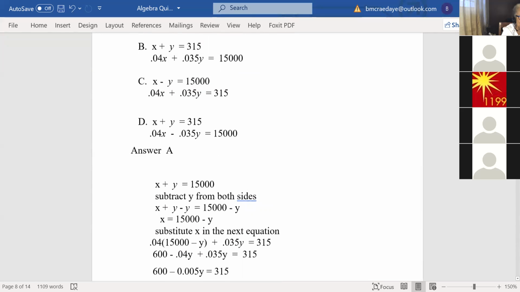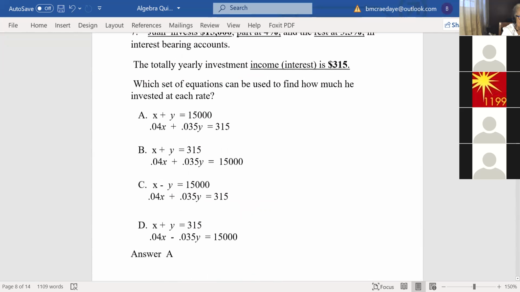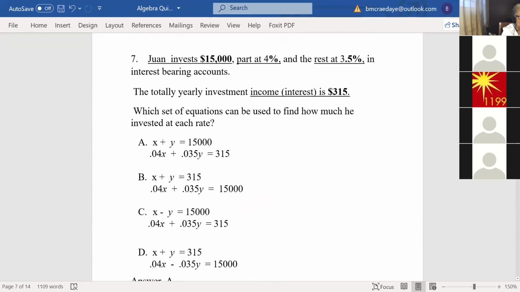So let's see. 0.005. It's three zeros. Unless, I mean, this is a setup. But it's not coming out to how much he invested in each rate. Unless these numbers are wrong.